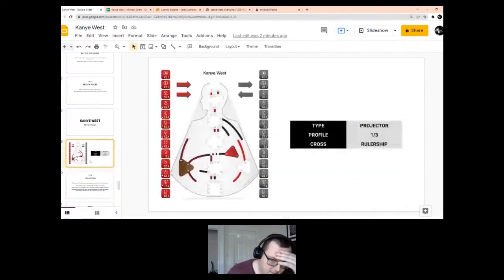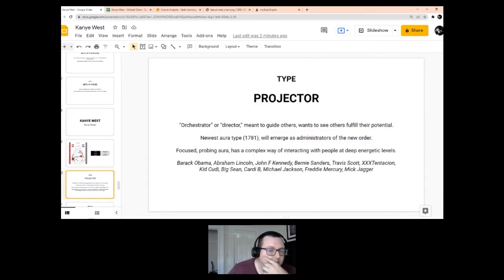So what this does is when you have an open sacral and no connection to the throat, you're actually connecting to other people's sacral energy. So he's actually plugging into other people's energy and borrowing it, which is really interesting. The projector type is also known as the orchestrator or the director. It's meant to guide others and wants others to see others fulfill their potential.